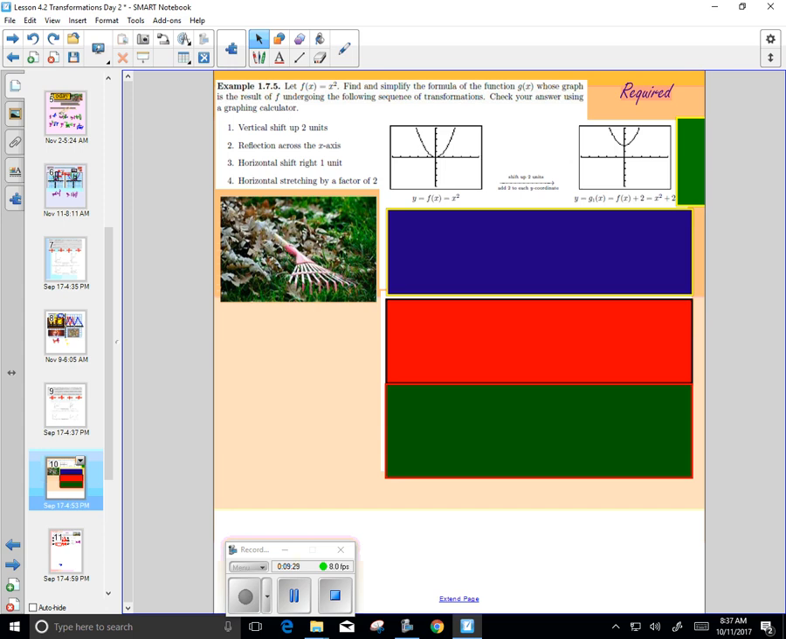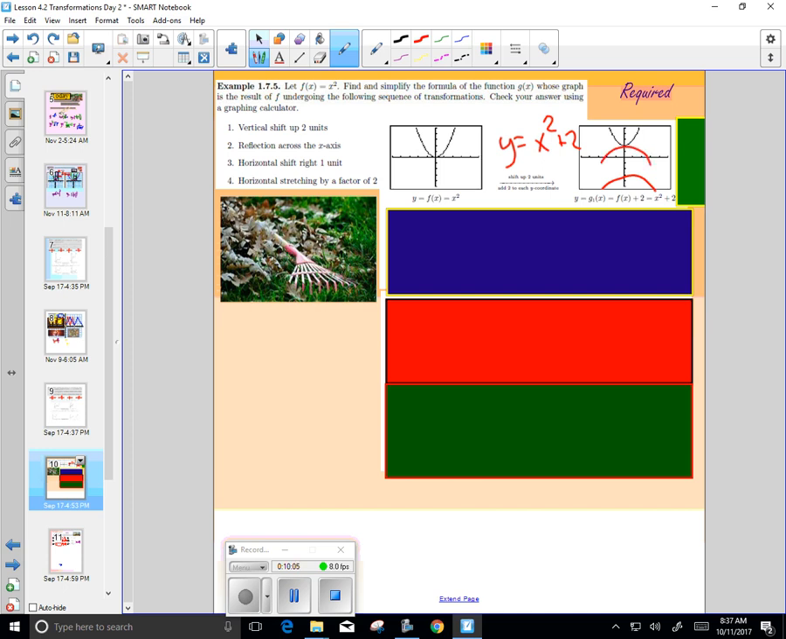Reflect across the x-axis. That means what we did is we moved it up, and now we're going to reflect it across the x-axis. Now what is going to happen to this equation that was y equal to x squared plus 2 if we reflect this over the x-axis? It's going to go down here, right? So do we just do negative x squared plus 2? What that'll do is negative x squared plus 2.